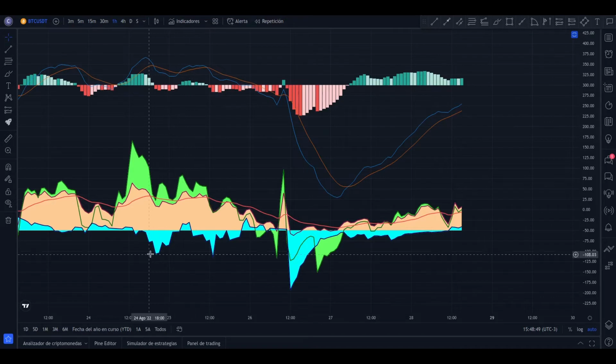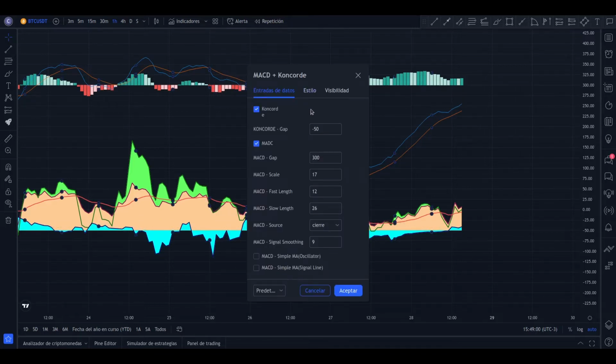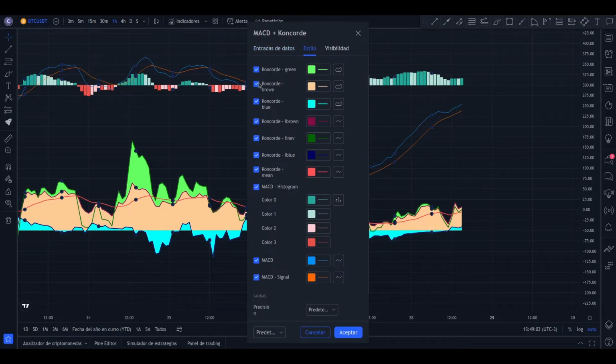If it is positive, this indicates buy. While if it is negative, it is indicating a sale. The brown area indicates the trend of the movement. Finally, the red line is an exponential moving average that smooths the trend. We are going to configure the Koncorde as follows. We will not consider the brown area.